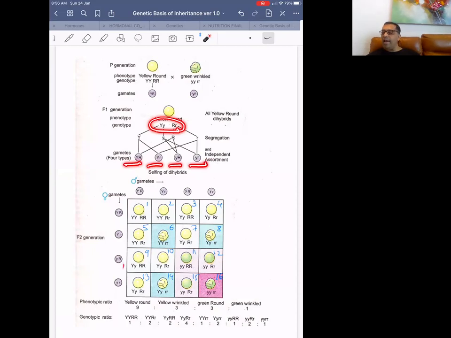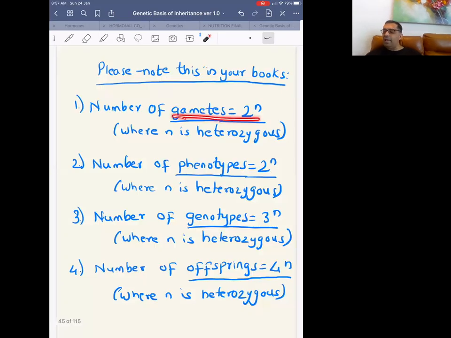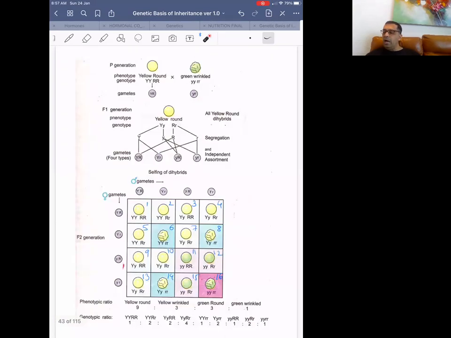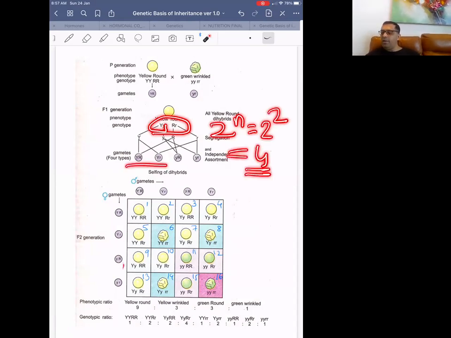So the number of gametes is 2 raised to n, where n is the number of heterozygous genes. Here Y is heterozygous, and R is also heterozygous. So 2 raised to n is 2 raised to 2, which equals 4 types of gametes. Correct, we got 4 different types of gametes.